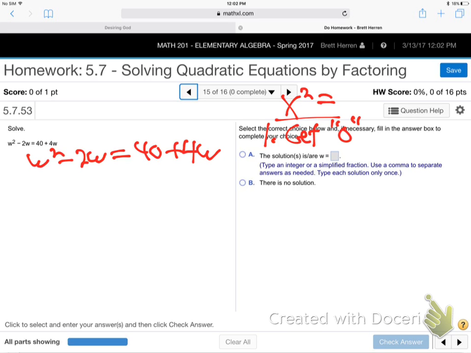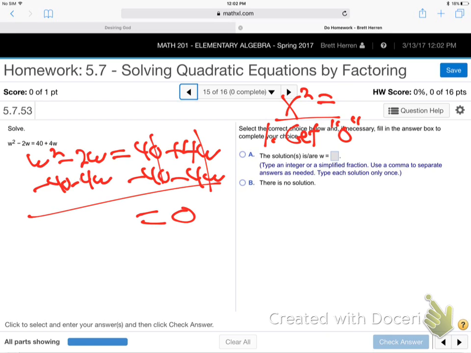So that means you're going to subtract 40 and subtract 4w. But you can combine like terms there. Good job. So combine w with w, right? Yeah. So that'll put a 0 over there. And that'll make w squared minus 6w minus 40. Put them in the right order, right? From highest power to lowest. We all good with that? So we get w squared minus 6w minus 40, because the 2w and the 4w make 6w.